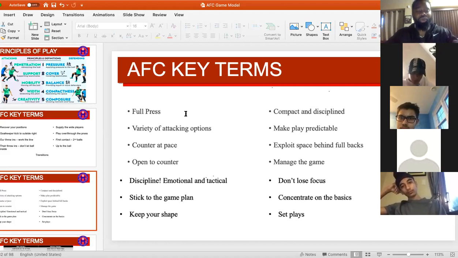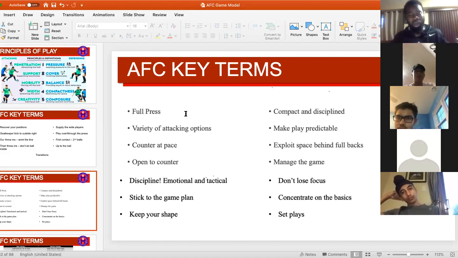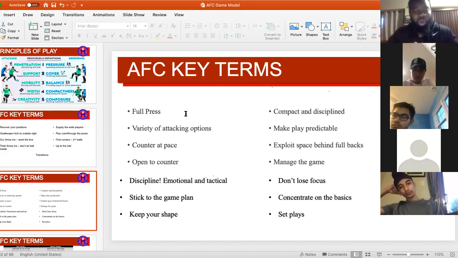Variety of attacking options. When we're in possession of the ball, we want to create lots of attacking options. We want to get openings on the field, some in the middle, some wide, some in and behind, some checking in for the ball, some checking out, guys moving around. We want to create lots of options.